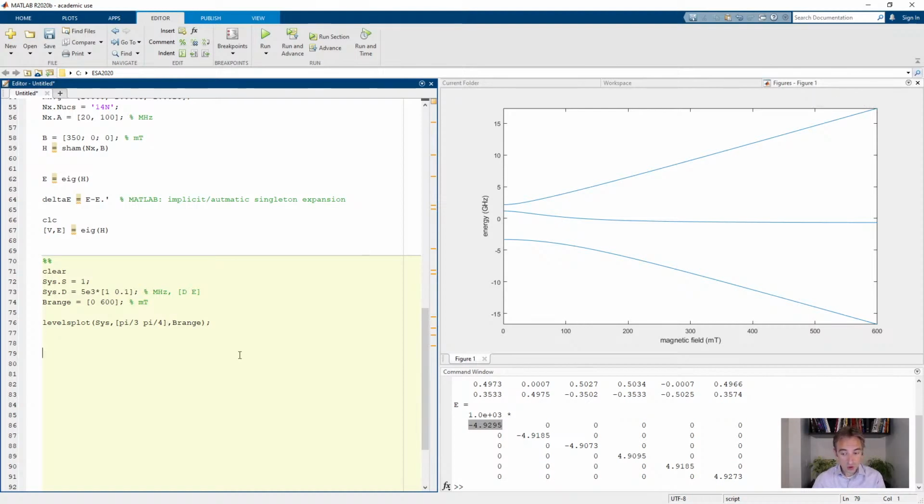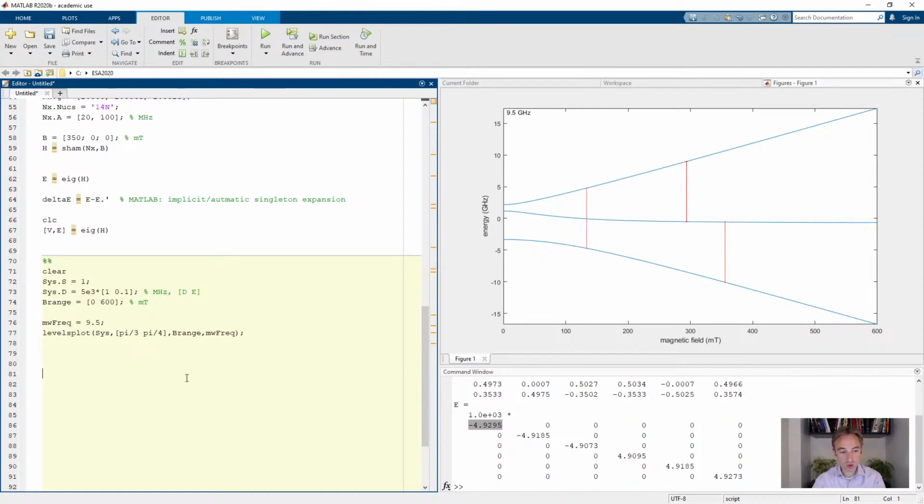Now what you can do, you can add a microwave frequency, and then levelsplot will actually show you where the resonances are. So you just define a microwave frequency here in gigahertz, and then you add it at the end as a new input. And if you run that, you should see the transitions. You can see 1, 2, 3 transitions. The higher two are the single quantum transitions, and the one further down is the double quantum transition.